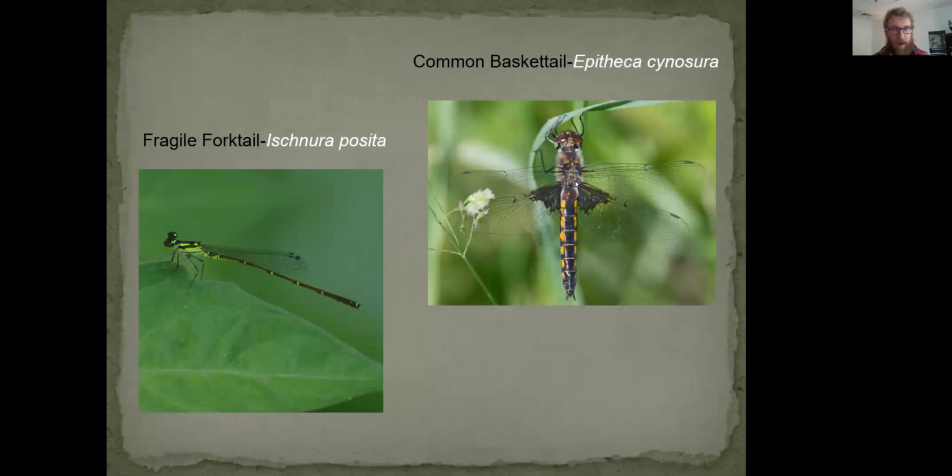Another one was a common baskettail. It's a dragonfly a lot of people don't see or at least notice. It comes out very early. They do last through the summer. A little bit smaller than some of the bigger dragonflies. Pretty variable with the color, so sometimes hard to tell if you're just getting started.